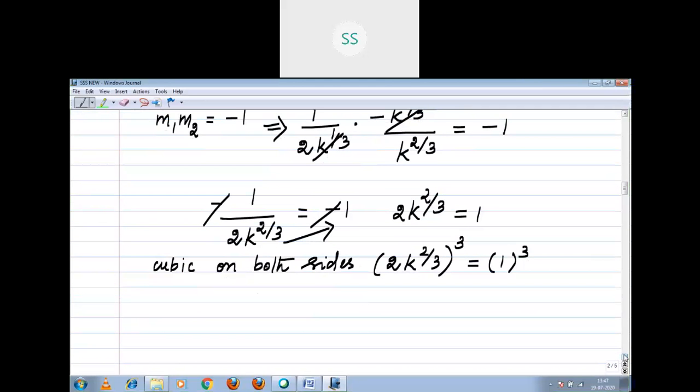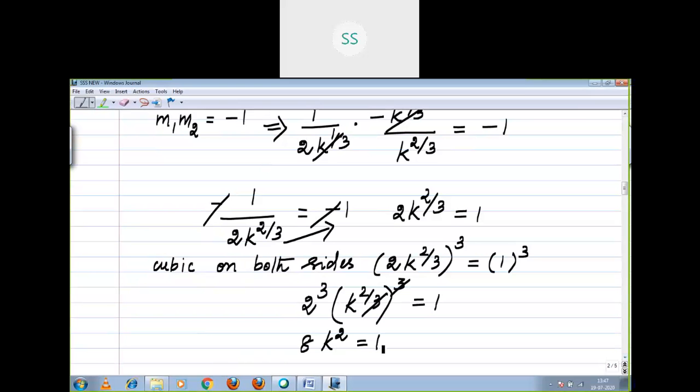Here you see, ab the whole power n can be written as a power n times b power n. So 2 power 3 times k power 2 by 3, the whole power 3, equal to 1. The 3s cancel. 2 cube is nothing but 8. 8k square equal to 1. You arrived at 8k square equal to 1.